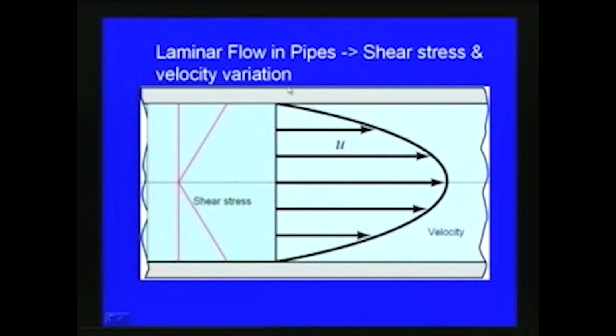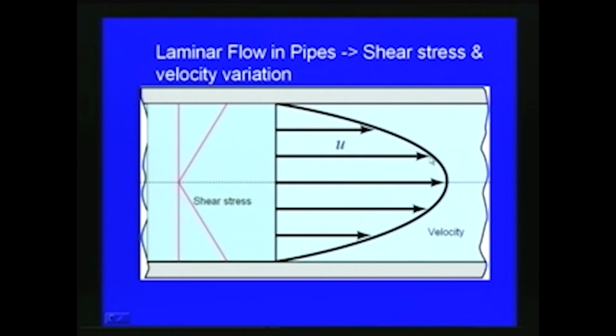In this slide you can see the velocity variation plotted. Here it is 0, then it goes to the maximum at the center line, and then it comes back to 0 on the other side of the pipe. So, this is the velocity variation in the pipe. The maximum velocity is at the center line.